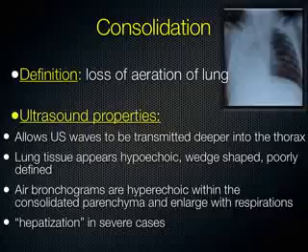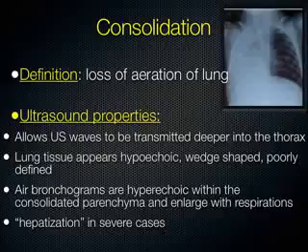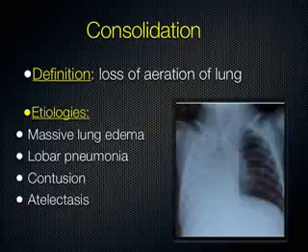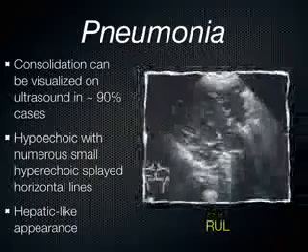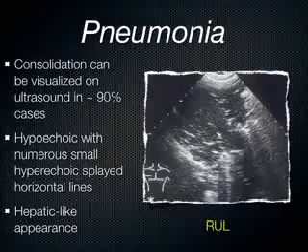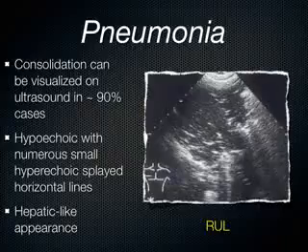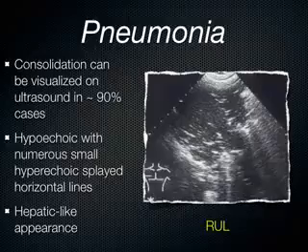Some examples of what it can look like. So if you image into the lung, and instead of seeing A lines or B lines, you see something that looks a little bit like liver with bright white horizontal lines going through it, then that is lung with air bronchograms, basically. The bright white is the connective tissue of the bronchi. You're able to see them because solid has replaced air, and you're able to actually image the lung in these circumstances.